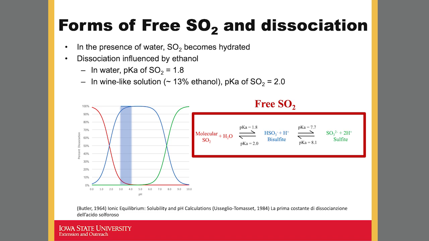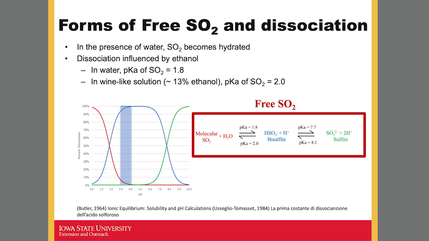And that's because the bisulfite form is able to bind with other compounds. So that's the form that can bind with the enzymes, that can bind with anthocyanins, so that can lead to a bleaching effect. That can bind with sugar, residual sugar. That can bind with some acetaldehyde, which is responsible for the oxidation. So you can see that at wine pH, you want those two different forms of free SO2.